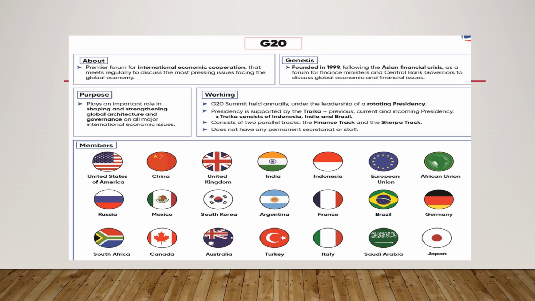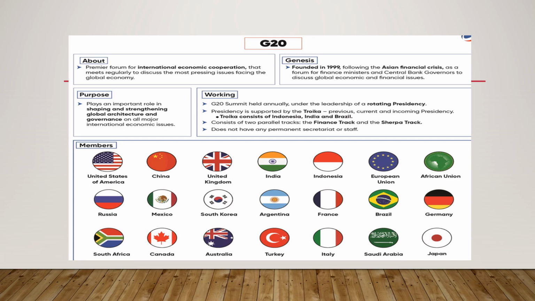As from the slide, we can see that it is basically an international economic cooperation forum which meets regularly to discuss the most pressing issues facing the global economy. It discusses the economic situations happening globally. About its genesis, it was founded in 1999 following the Asian financial crisis, and it came as a forum for finance ministers and central bank governors to discuss global economic and financial issues. Its purpose: it plays an important role in shaping and strengthening global architecture and governance on all major international economic issues. About its working, we should know that the G20 summit is held annually under the leadership of a rotating presidency.